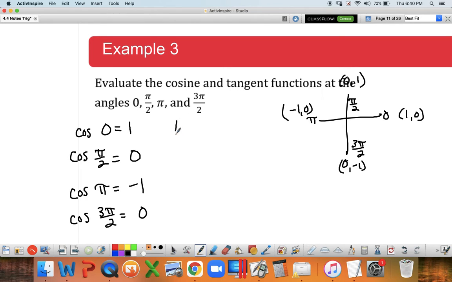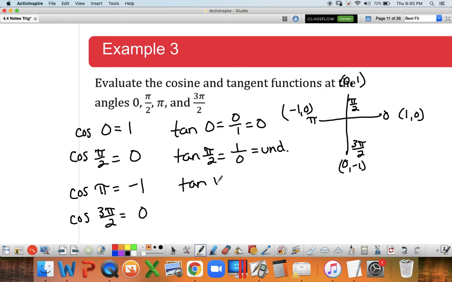Now let's find the tangent values. The tangent values are sine divided by cosine, which is 0. The tangent of pi over 2, sine divided by cosine, is undefined. The tangent of pi, sine divided by cosine, is 0. And then the tangent of 3 pi over 2 is, again, sine divided by cosine. We get another undefined.